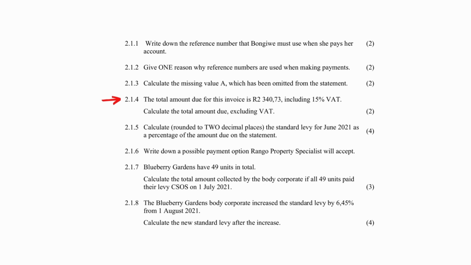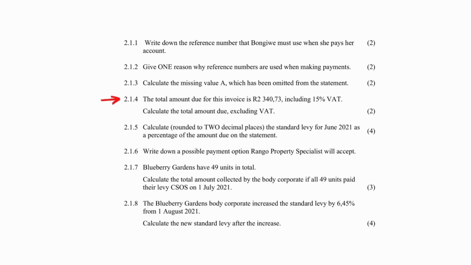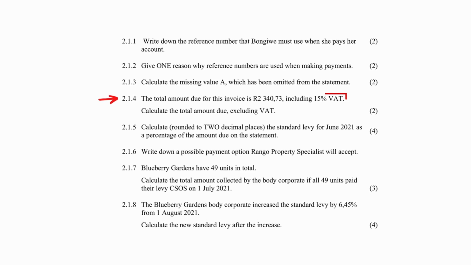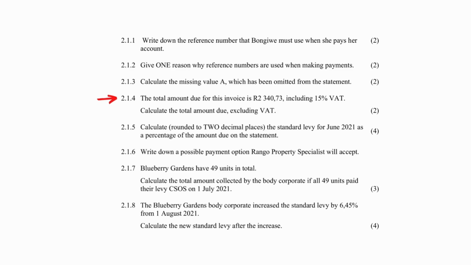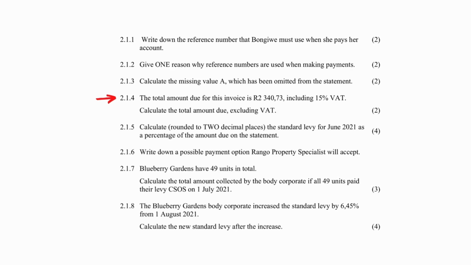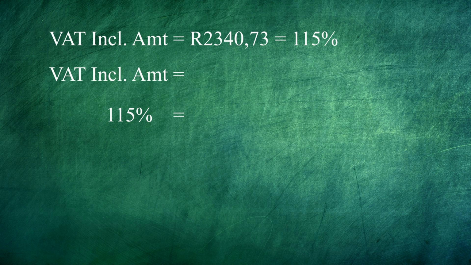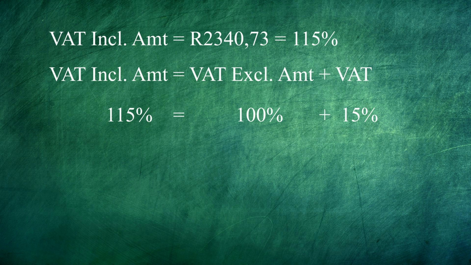In question 214, you are told that the total amount due on this invoice is VAT inclusive. The VAT as a percentage is 15%. You have to calculate the VAT exclusive amount. This is the amount before VAT is added. The VAT inclusive amount is equal to 2,340 Rand 73 cents, and as a percentage, it's equal to 115%. This is because the VAT inclusive amount equals the VAT exclusive amount of 100% plus 15% VAT.